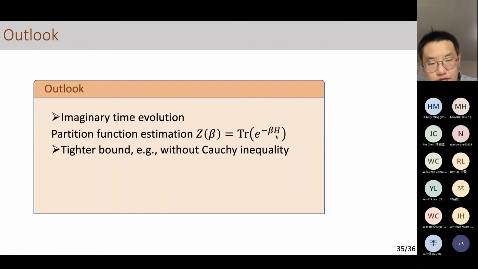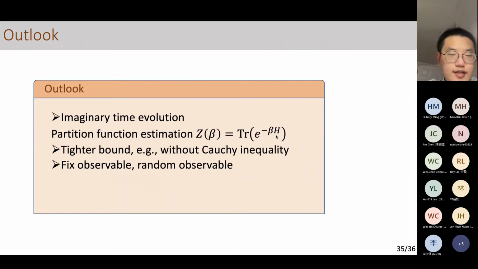And here in our analysis, in the first step, we use a Cauchy inequality. We don't directly estimate the error for this average case. We use a Cauchy inequality, then estimate this bound. So maybe if we directly estimate the error, not using the Cauchy inequality, we could have a tighter bound, but we don't know for these results. And another interesting thing is, if we further consider some fixed observable or maybe random observable, we expect to have some further improvement or further gate reduction for this problem, for the random input state.